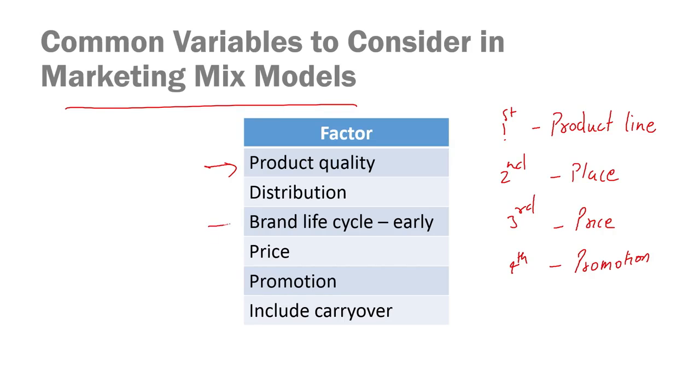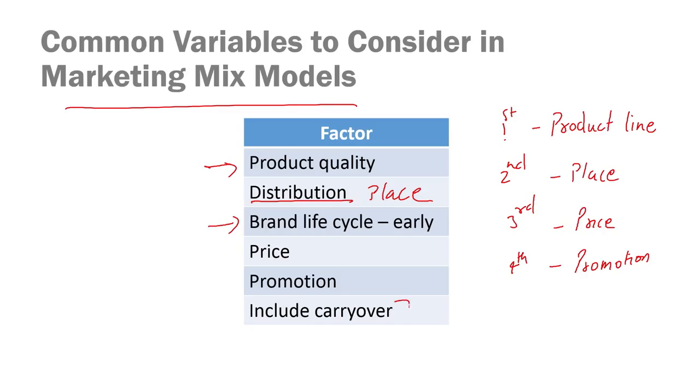Product quality and brand life cycle, whether it's a new product, are the first P, product. Now you got distribution, which is about place, we got price and promotion. So one of the things about promotion to understand is that promotions have carryover. Advertising today has an effect on sales tomorrow, or the day after, and so forth, because people remember the advertisement even when the advertisement stops. So you need to remember to include the carryover, the effect of advertising yesterday on sales today.